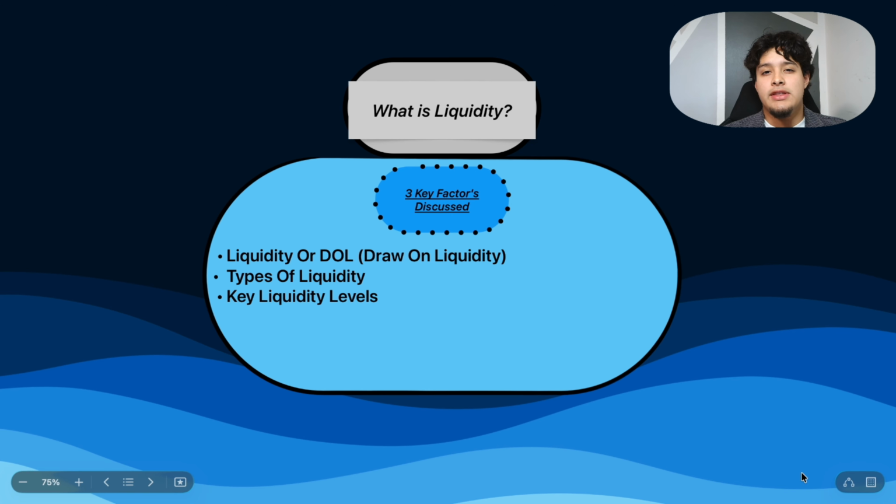Liquidity can be referred to 3 things, that being draw on liquidity, DOL, liquidity itself, or stop losses. There are also different types of liquidity that I'll show you on a chart in just a second, and there are different types of key liquidity levels.